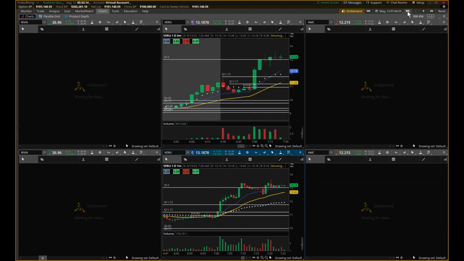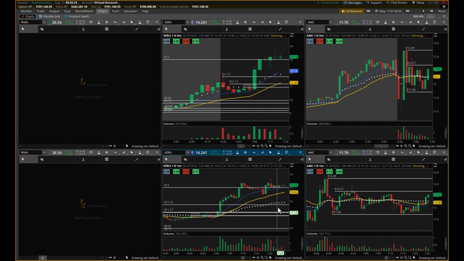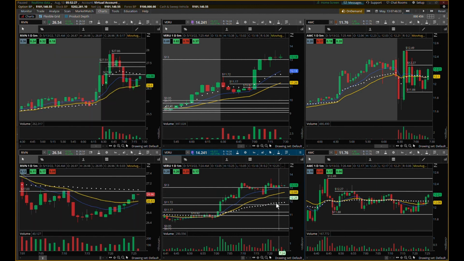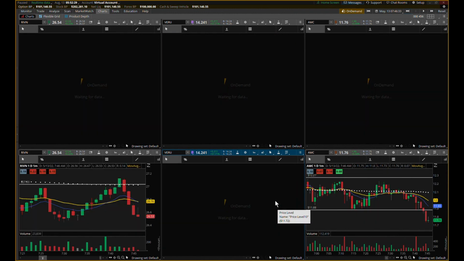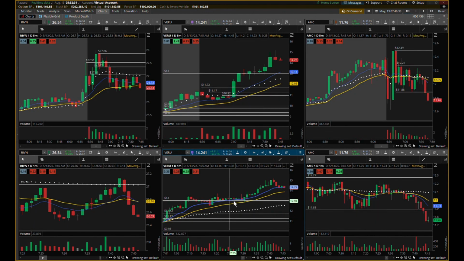Skip ahead another 20 minutes. Well, let's just see if that would have worked. 13 looks like it's holding. Come on. This thing takes forever sometimes. Here we go. Yeah, that held. You had one little pop down right here. But otherwise, yeah, 13 was holding. And nice move up over these highs.